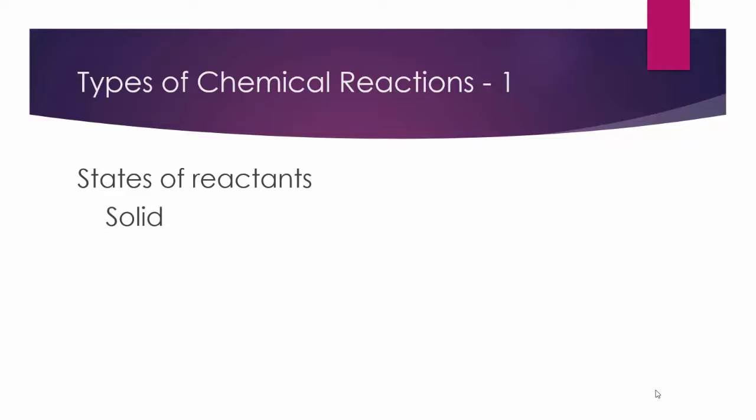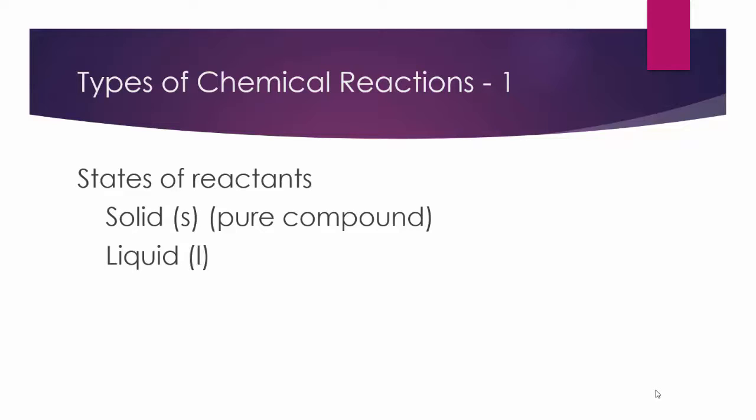The reactant could be a solid, abbreviated S, and that would be a pure compound. If I put a bar of iron out, it will react with oxygen. The iron will be solid. The reactant could be a liquid, that is abbreviated L. It will also be a pure compound. For example, I can allow methanol or wood alcohol to react with other substances, and methanol is a liquid.